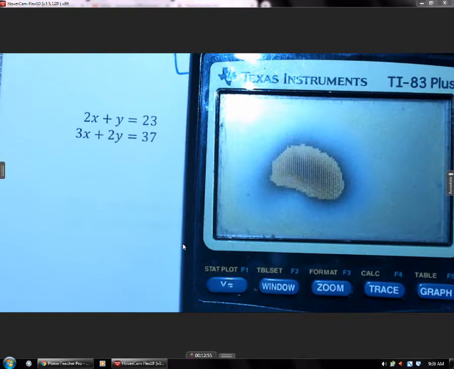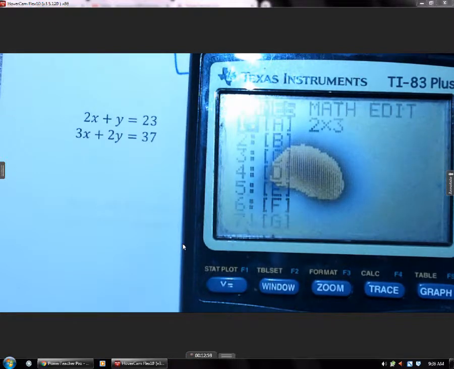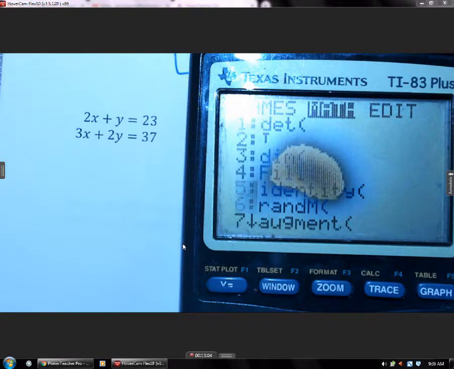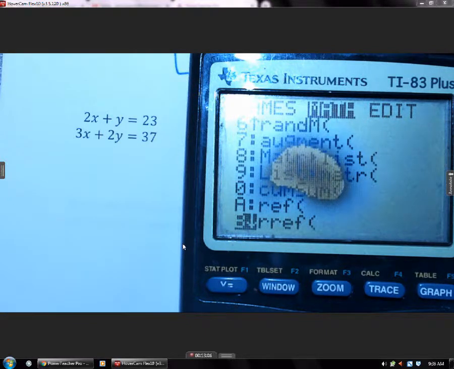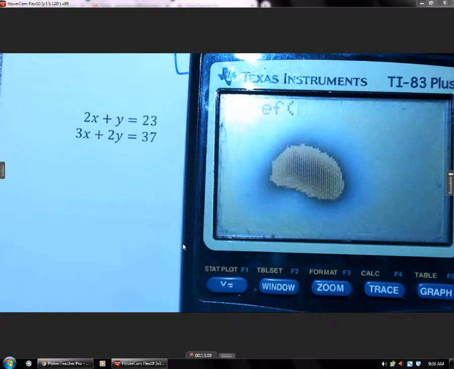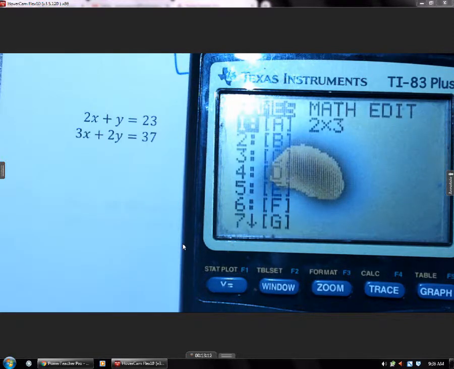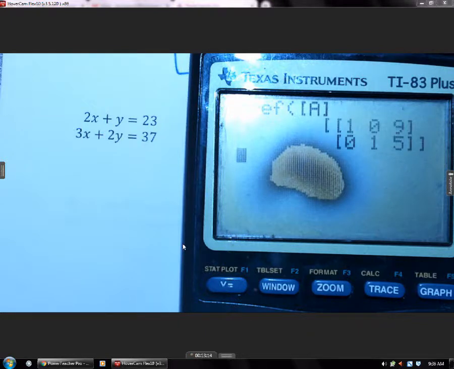Then what? Second matrix. Right arrow to math. And then scroll till you see RREF. Then you push second matrix. Enter. Enter.